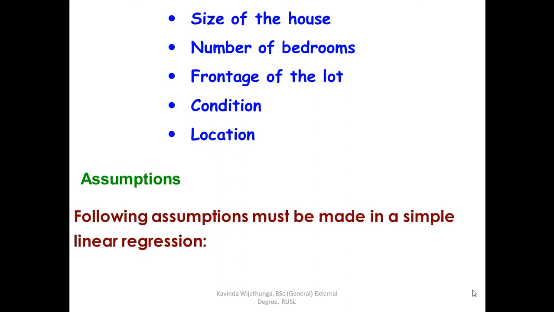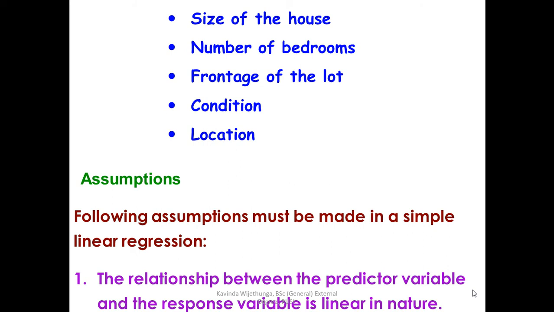Assumptions. The following assumptions must be made in a simple linear regression. You have to remember that there are some assumptions to be checked when we are going to conduct simple linear regression. The first is that the relationship between the predictor variable and response variable is linear in nature. So you have to check this before applying simple linear regression using SPSS. First you have to check the linearity of the predictor variable and the response variable.